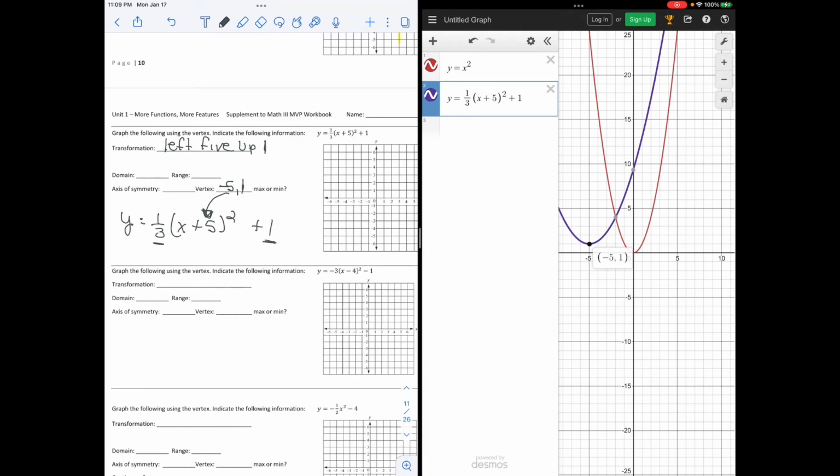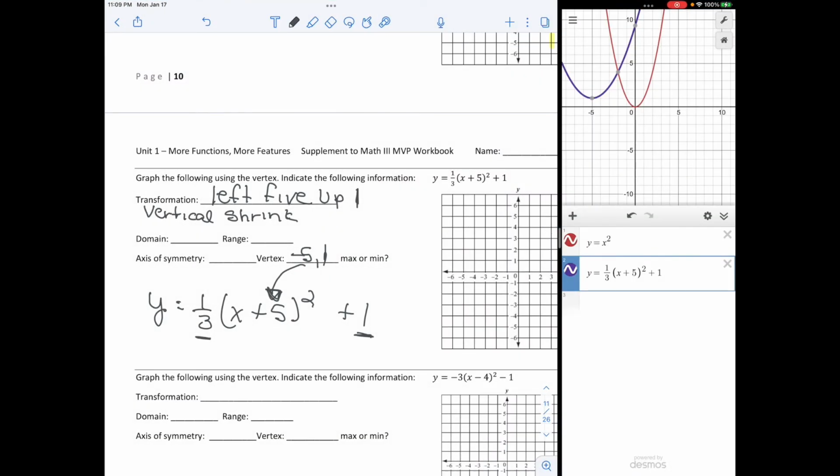And because a is 1/3, it was a vertical shrink. Because it's a little bit faster, meaning it's not growing as fast. My domain will remain the same.